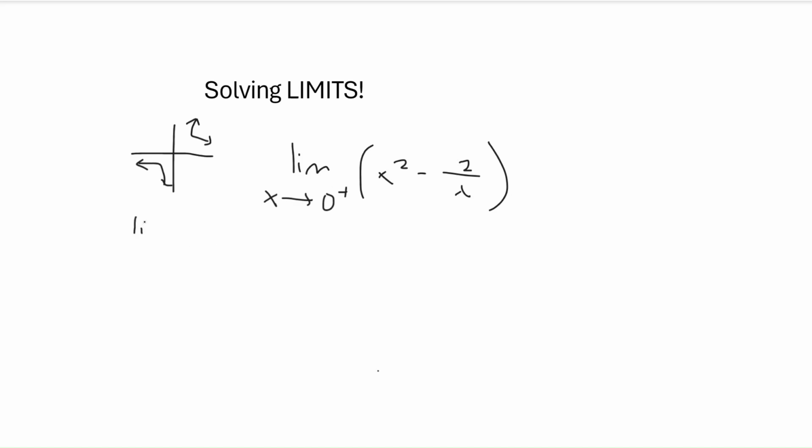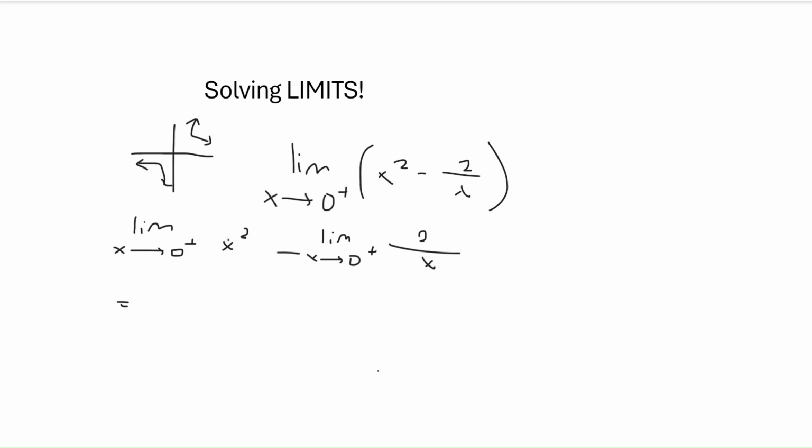So we'll break it up as the limit as x approaches 0 from the right of x squared, and we want to subtract, so minus, the limit as x approaches 0 to the right of the 2 over x. So now we can find both and then do it from there.